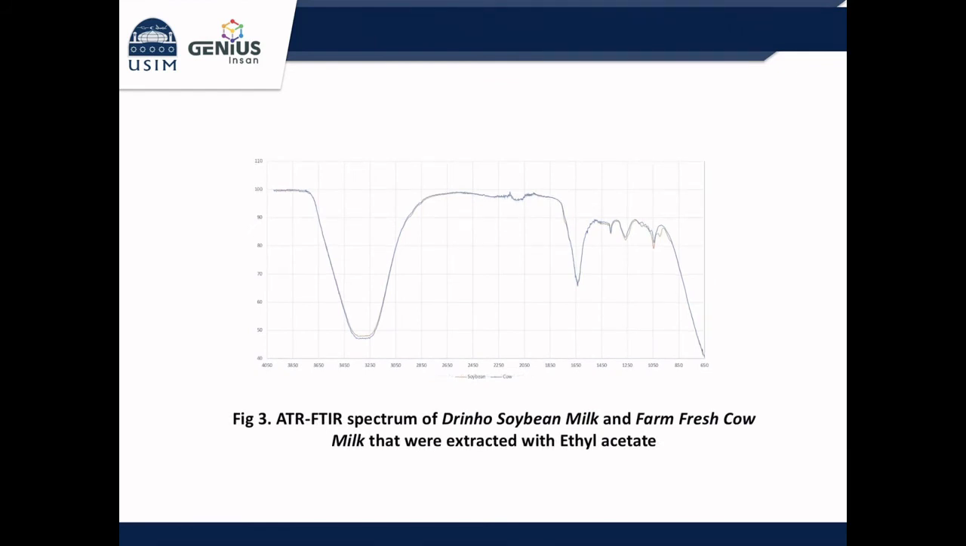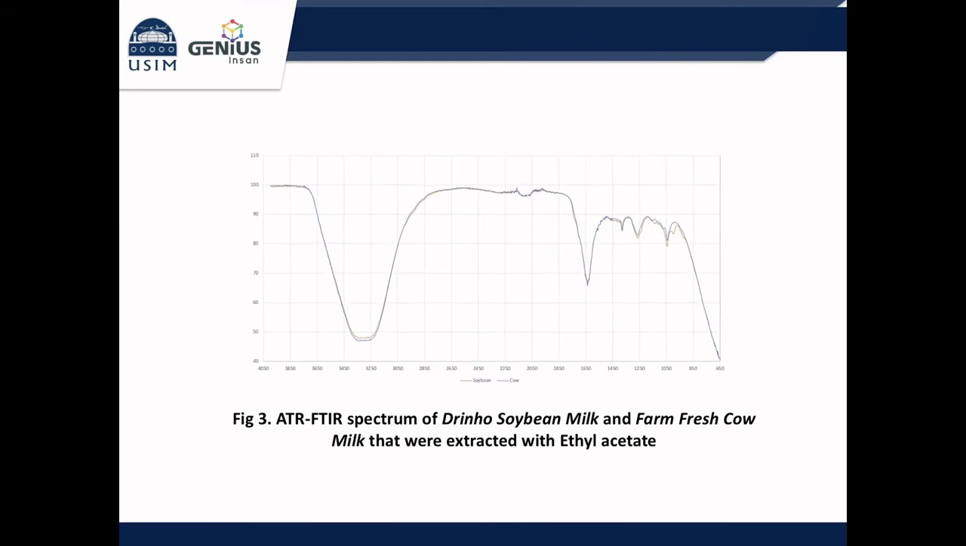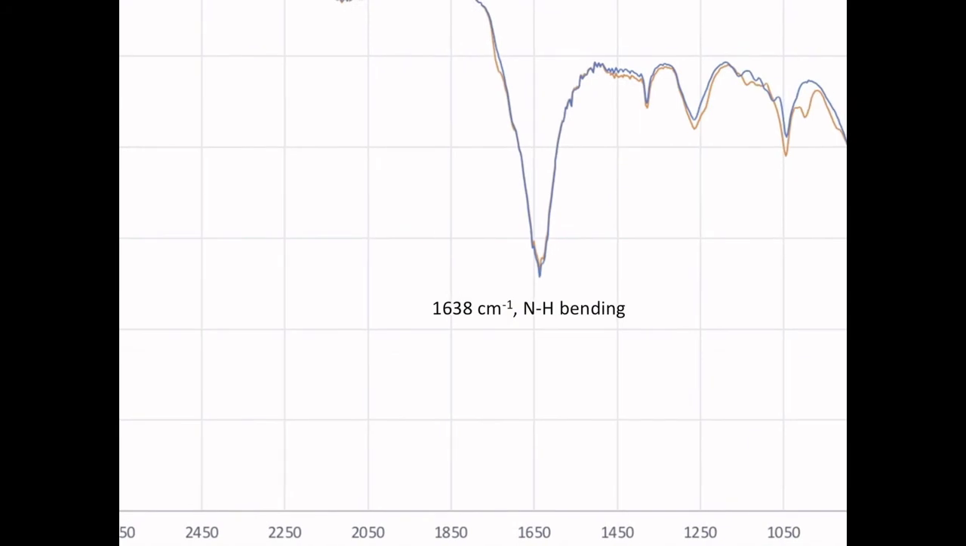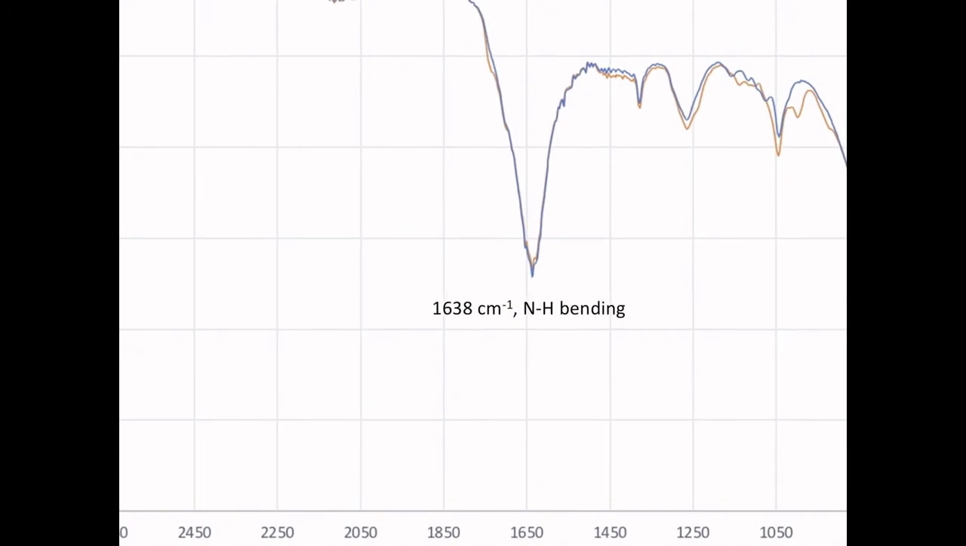Figure 3 shows an overlay ATR-FTIR spectrum of greenhouse soybean milk and farm-fresh cow milk samples that were extracted with ethyl acetate. The transmission measurement at the first peak of both milk samples shows an almost similar value. The transmission measurement at this peak is attributed to phenols due to the OH stretching bond. For the second peak, the transmission measurement also shows an almost similar value.